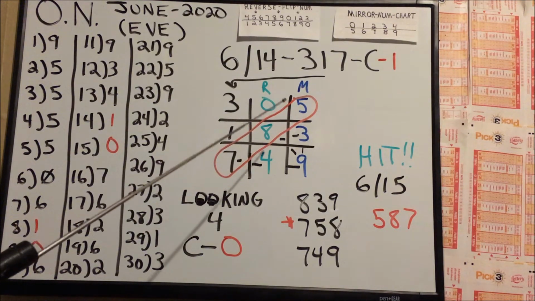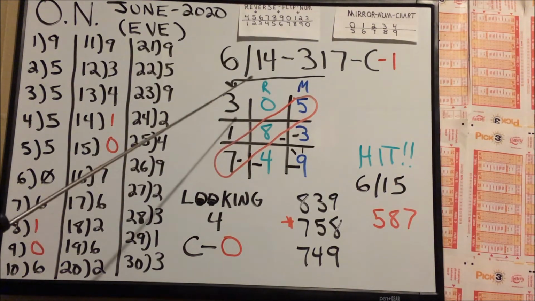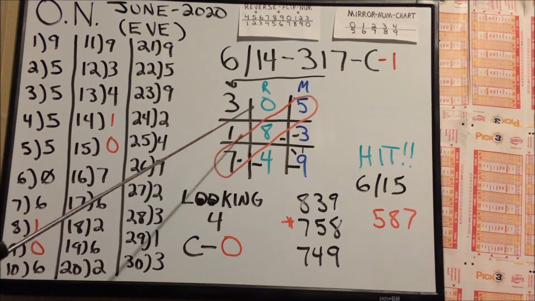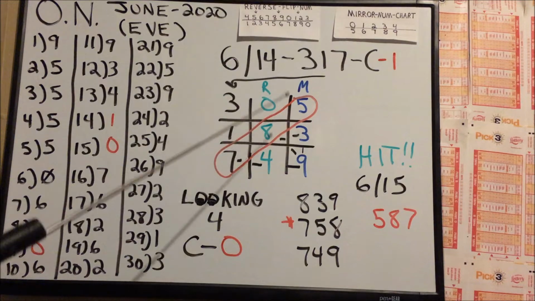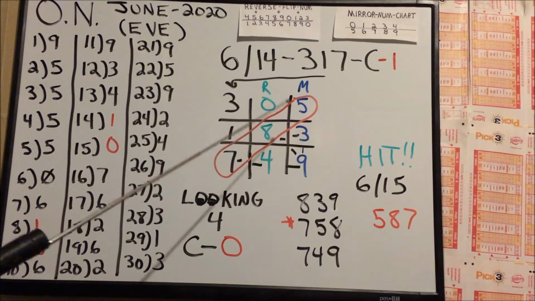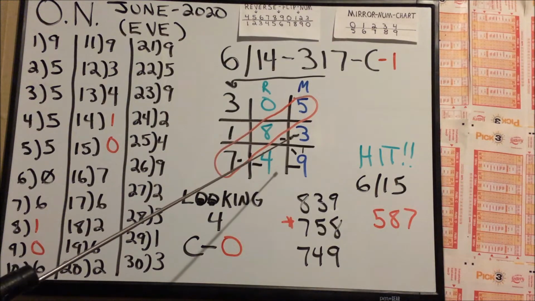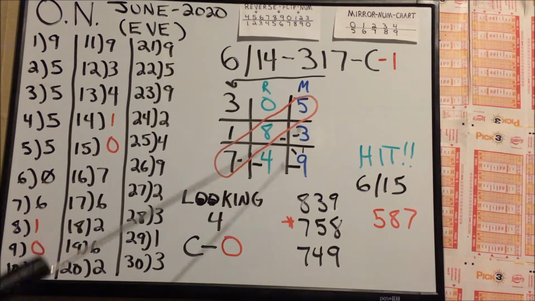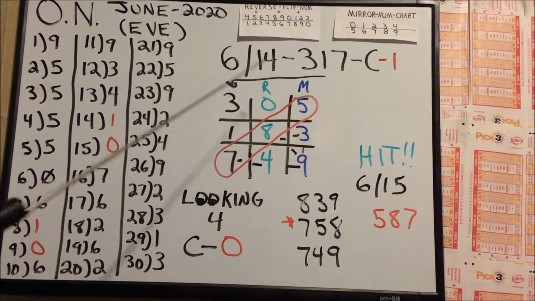In the third row, we put the mirror number of the numbers that were in the second row, okay? The reverse flip numbers, we used its mirror numbers in the third row. So for 0, the mirror number is 5. For 8, the mirror number is 3. And for 4, the mirror number is 9. Okay, so this completed our tic-tac-toe grid.